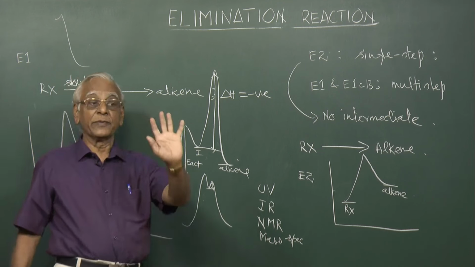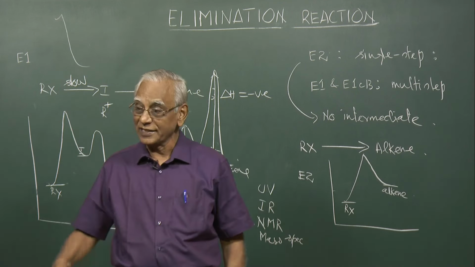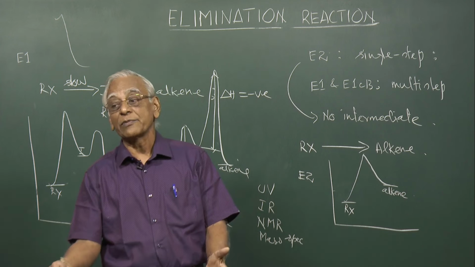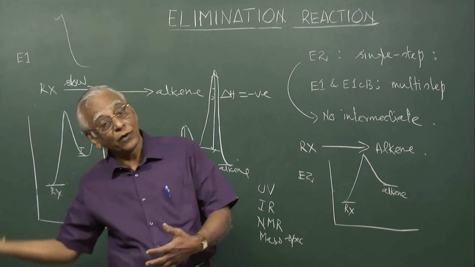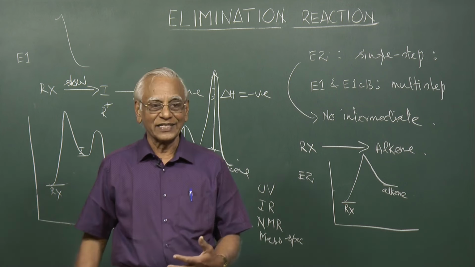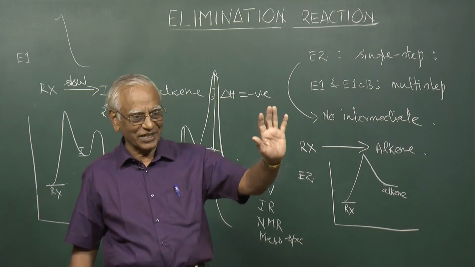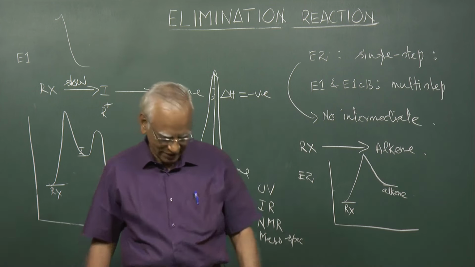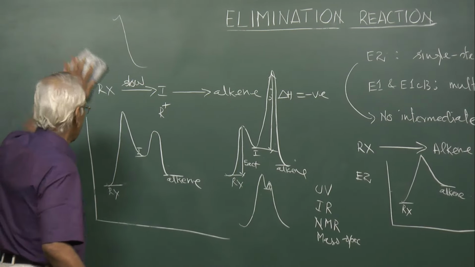So whenever an intermediate is formed, it is not a single-step process, it's a multi-step process. How do I know whether it's an E1cB mechanism or an E1 mechanism? Both of them are two-step here. We have to go for some other technique as evidence. We only prove at this stage it is not an E2 mechanism. Is that clear to you? So that could be one question here, on the type of intermediate in an elimination reaction.